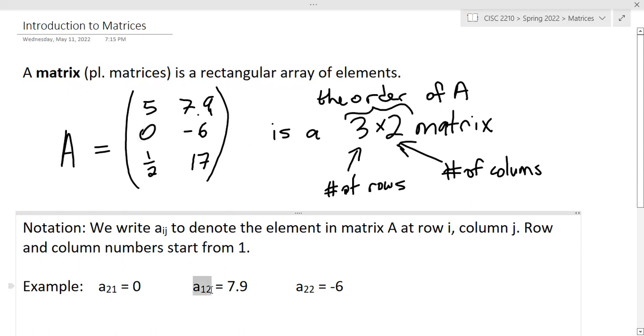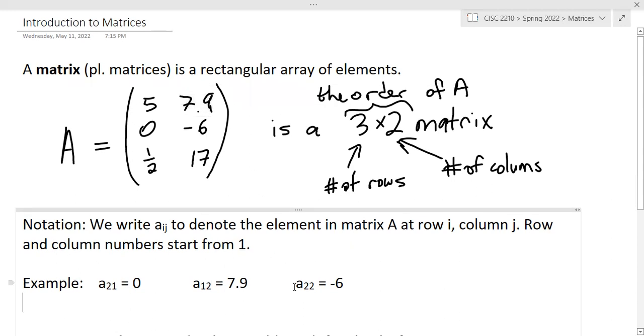Okay, A1,2. So that would be row 1, column 2. So that is 7.9. How about A2,2? So that is row 2, column 2. So that's -6. All right.